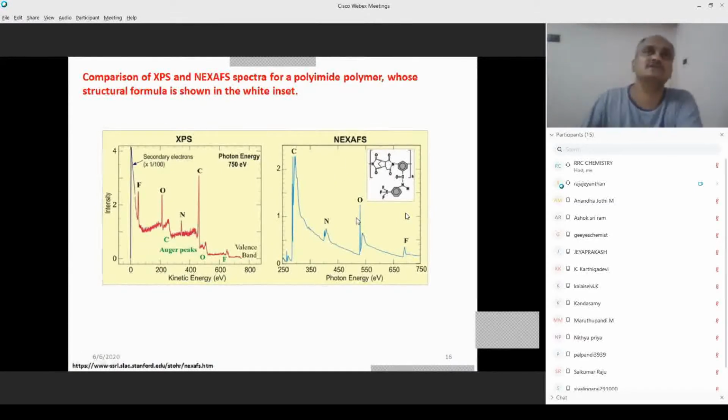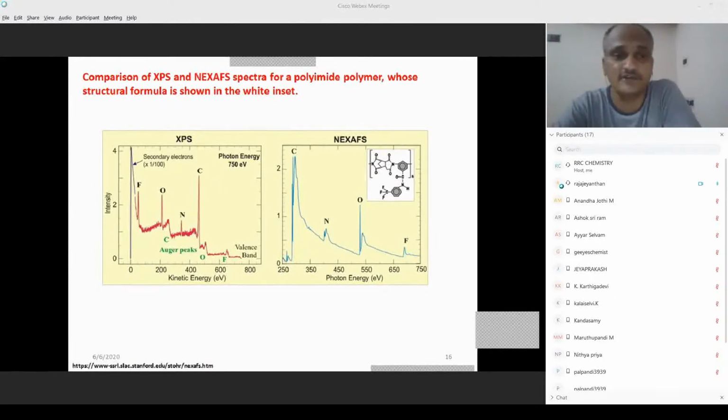So what information is this NEXAFS spectra giving? For example, if you take carbon, there are 3 or 4 peaks in that. It means that the carbon is attached to 4 different types of atoms. That is, 4 different types of bonds are formed because of the attachment with different atoms. This kind of information cannot be obtained directly in the XPS spectra, but you can obtain it by deconvolution of the XPS spectra. So it is a time-consuming process. You have to go for a curve fitting method, and then you can see what is inside the XPS spectra.